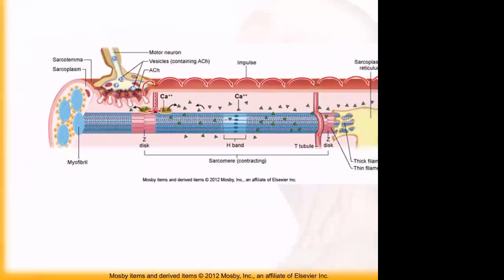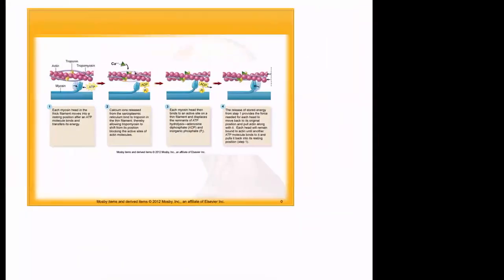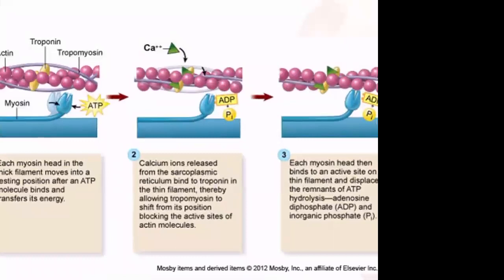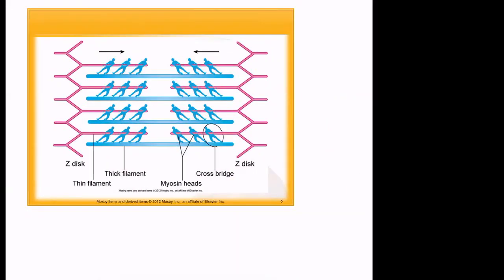The calcium is going to move this other filament out of the way, so it allows the thick filament to reach up and grab on. In other words, it's going to allow these guys to get a grip and grab, and then they're going to pull in the direction of the center, which is going to cause that whole thin filament, the whole myofibril filament, to get shorter, which causes the whole cell to become shorter, which causes the whole fascicle to become shorter, which causes the whole muscle to become shorter.